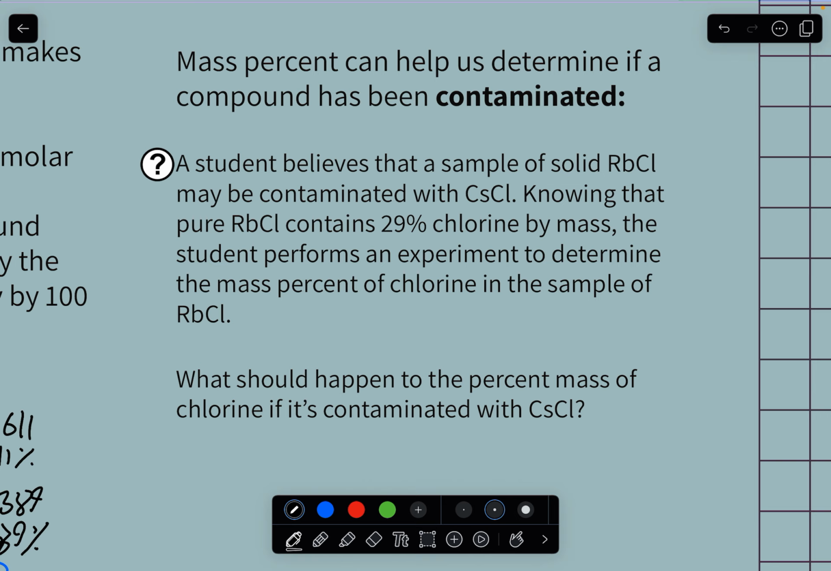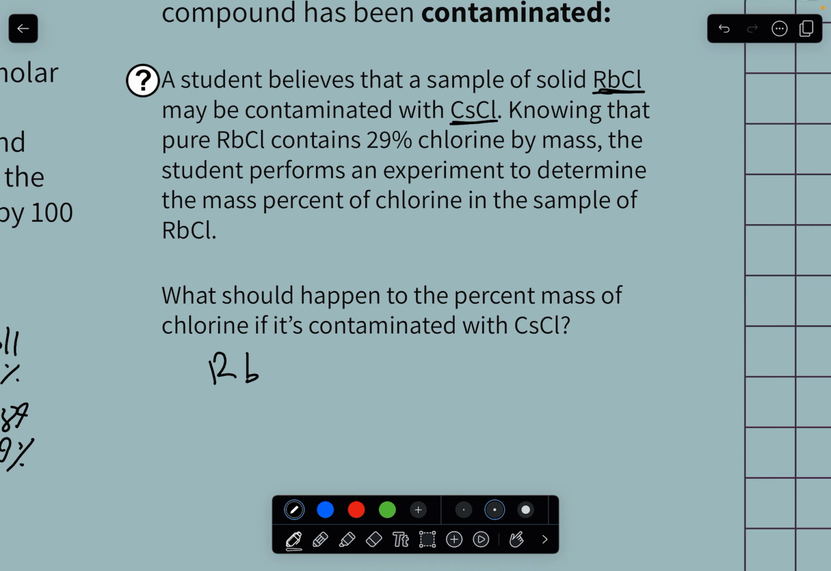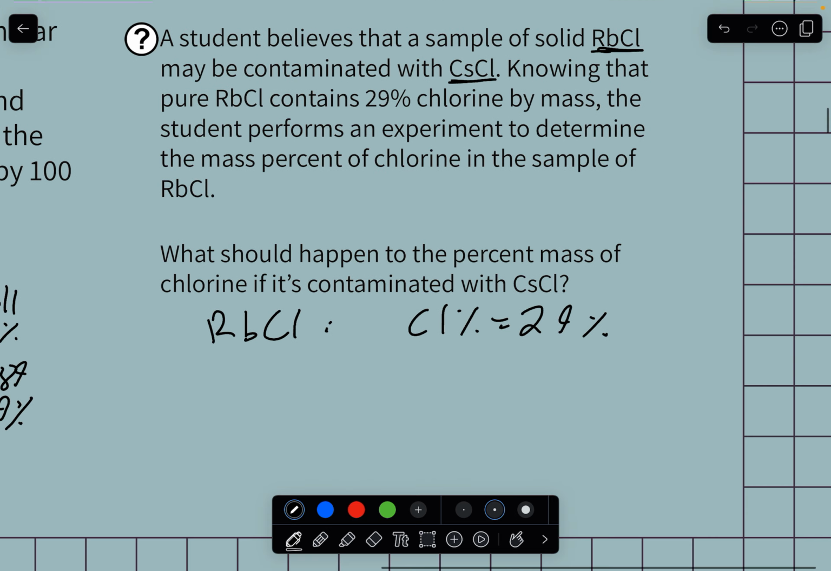Okay, so if we're looking at this, we have 2 things. We have rubidium chloride and cesium chloride. With rubidium chloride, it has a mass percent of chlorine of 29%. So with RbCl, the Cl percent is 29, right? If it's contaminated with cesium, what would happen? So if we look at the cation, we have either rubidium or cesium with the chlorine.